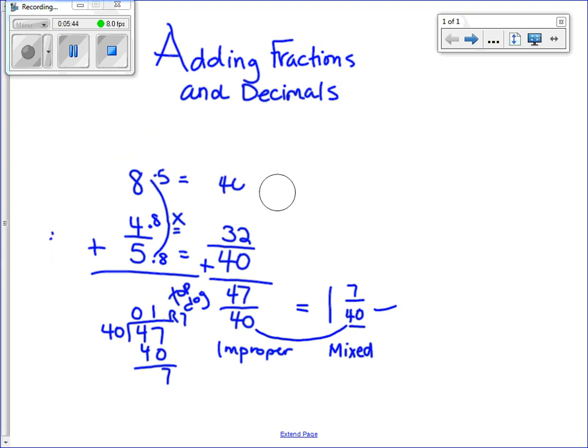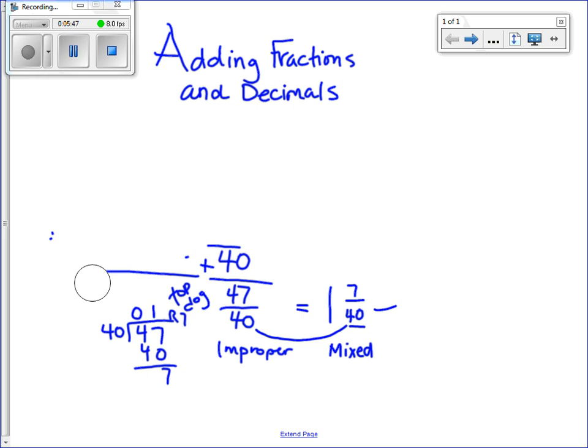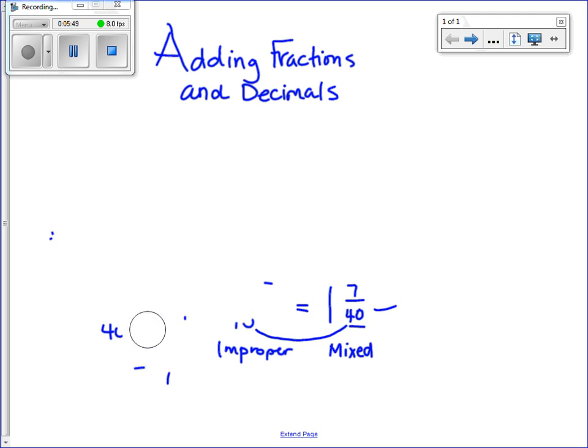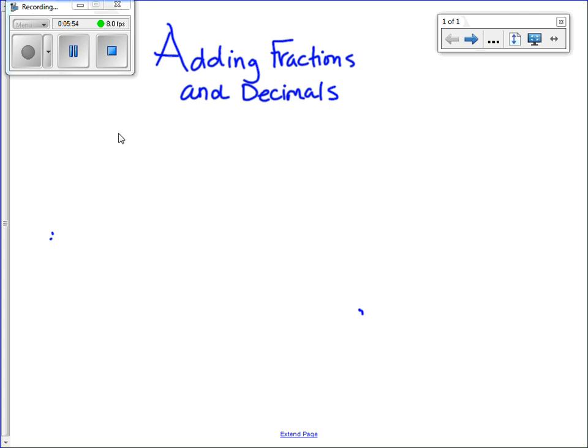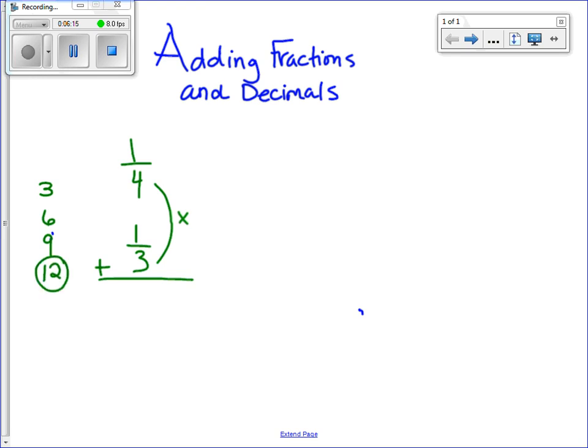Okay, let's try another one. Let's start off with, we're going to add a fourth to a third. First thing I check, denominators are not the same. Well, I know that I'm going to start with the 3. 4 does not go into 3. 4 does not go into 6 or 9, but it does go into 12. So my least common multiple between the two is 12.